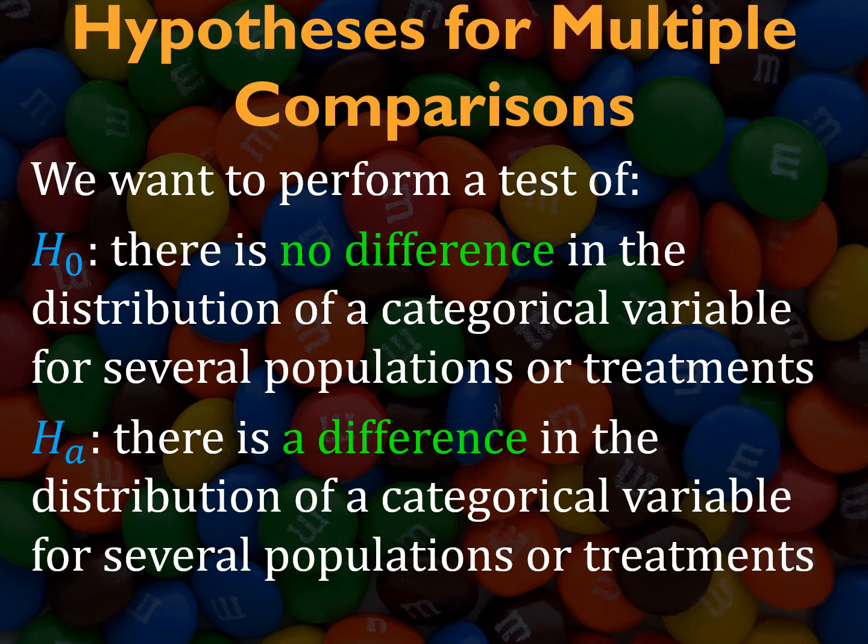So if we are doing multiple comparisons, the null hypothesis would be that there is no difference in the distribution of a categorical variable for several populations or treatments, and the alternative is that there is a difference in the distribution of a categorical variable for several populations or treatments.